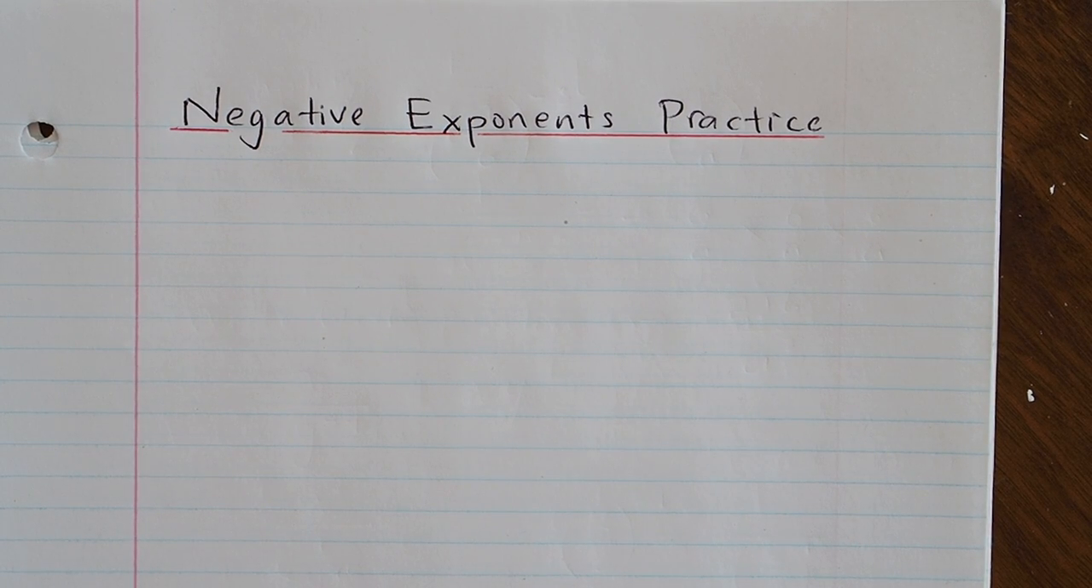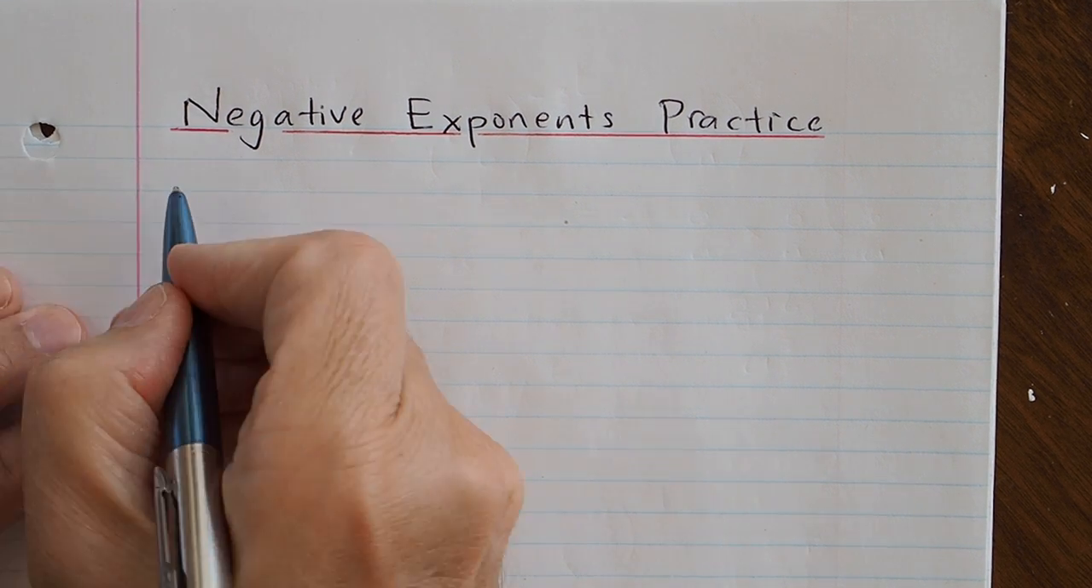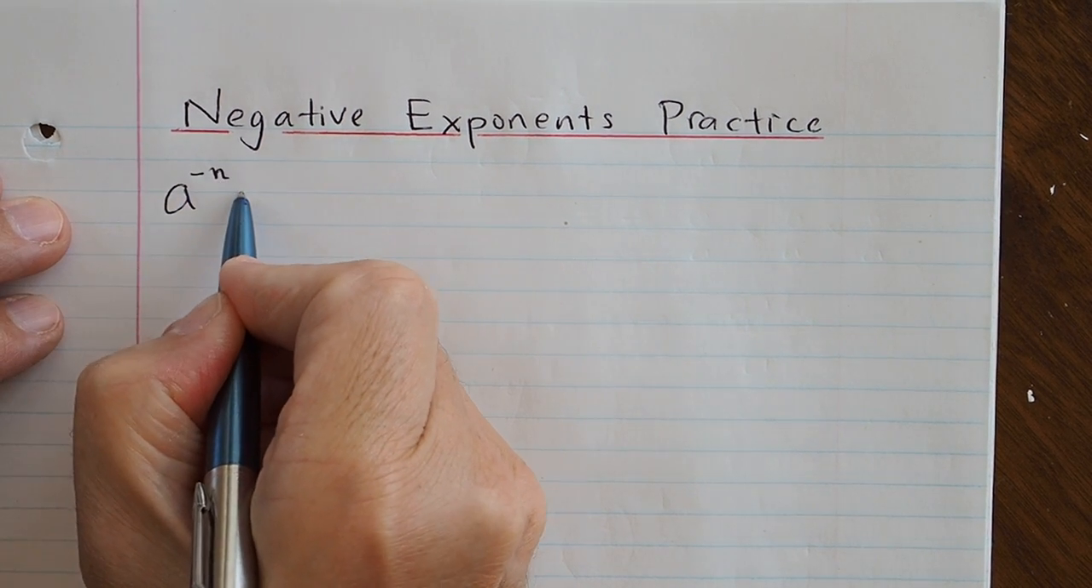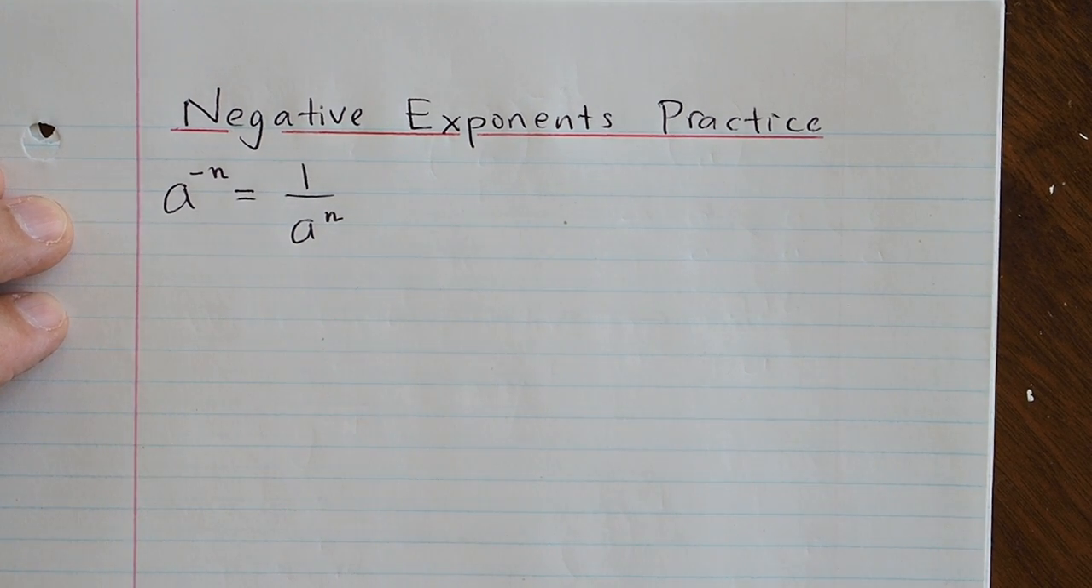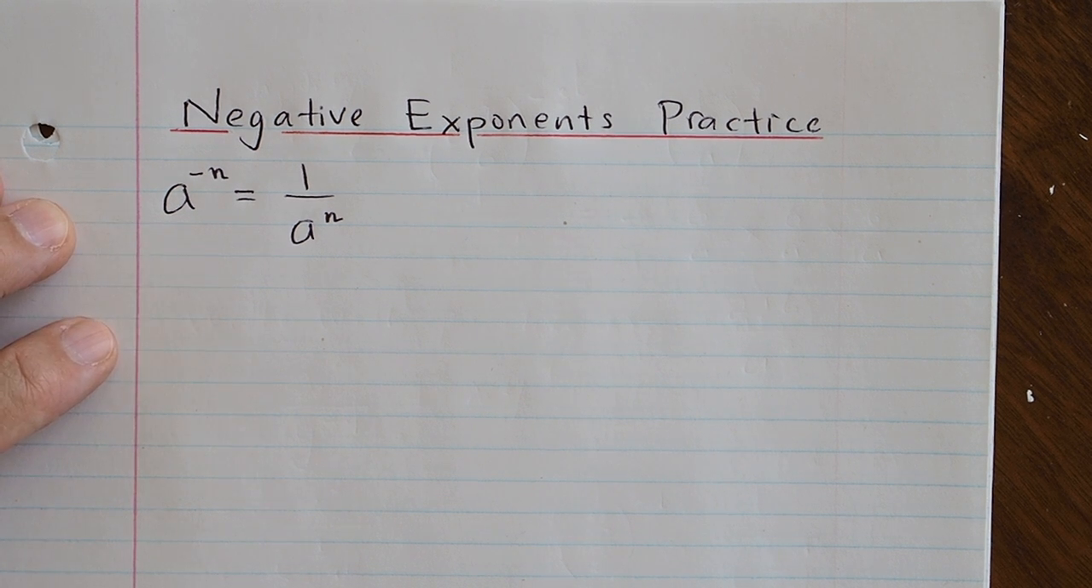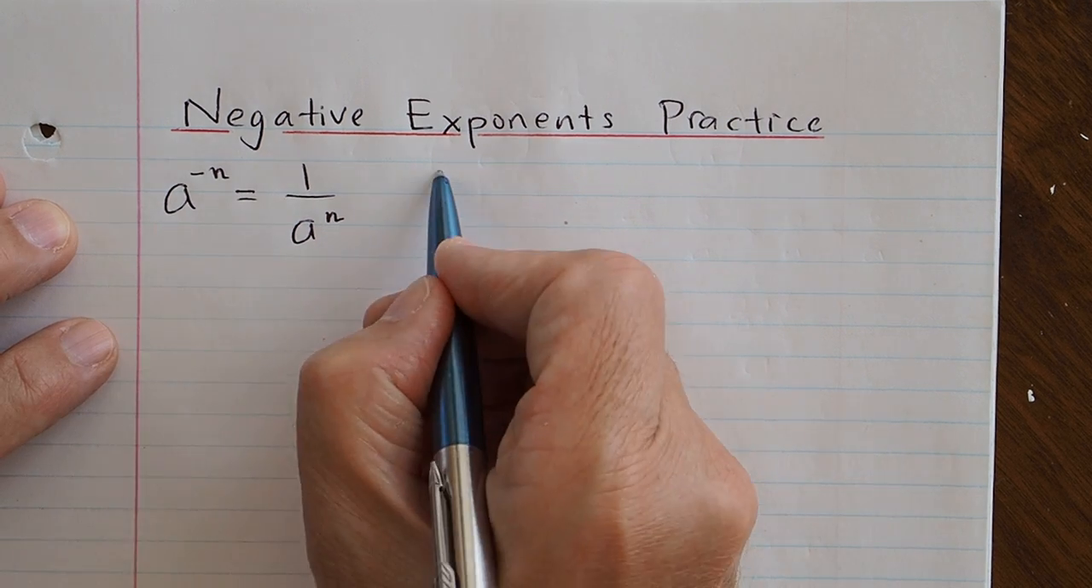Today we're going to work with negative exponents. And there's a power rule for that. A to the negative n is 1 over a to the n. For special circumstances, there are two variations on this rule that might be helpful. If you find yourself with a negative exponent in the denominator, you could use this.